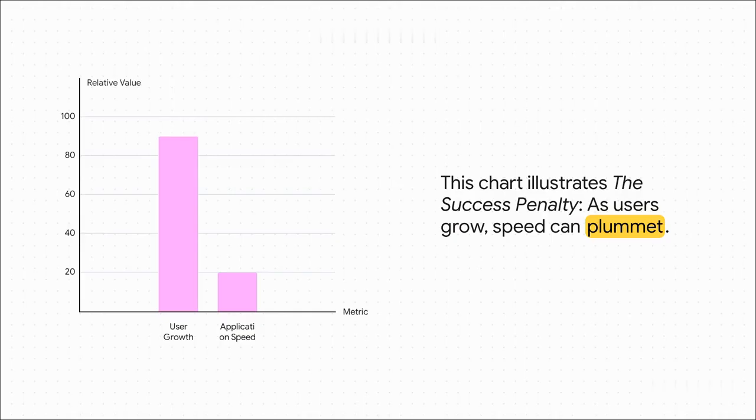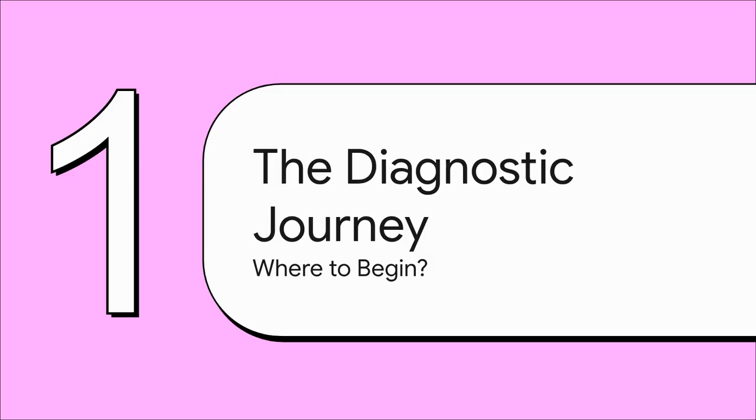As that user growth bar shoots for the moon, the application's speed bar can just tank. It's a classic scaling problem, you know? The setup that worked great for a few hundred users is now starting to crack under the weight of thousands. But hey, don't worry, this is totally a solvable problem. To solve it, we gotta stop guessing and start investigating.